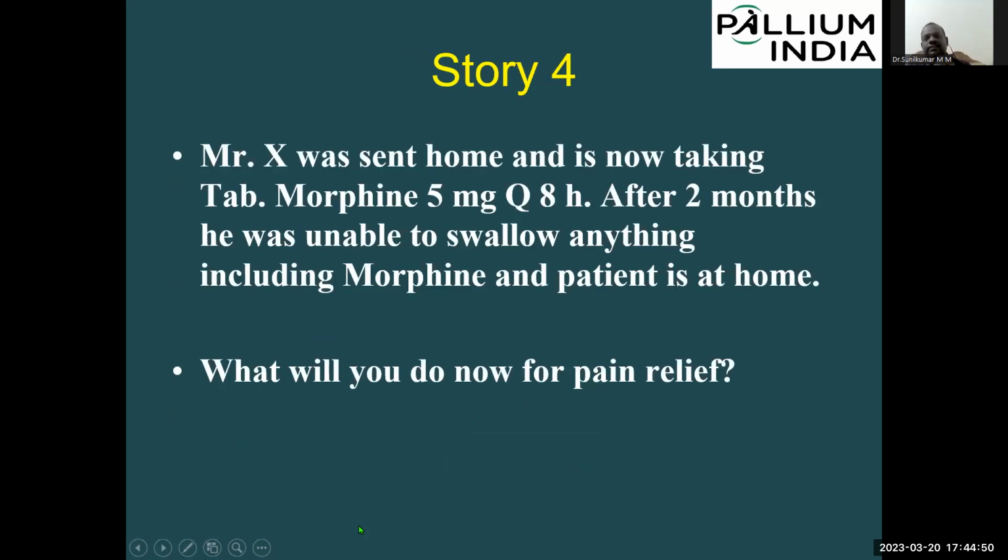So after this problem, you reduce the dose of morphine to 5 milligram, and now he is taking 5 milligram 8 hourly. But his general condition is gradually deteriorating, and after 2 months he is unable to swallow anything, including morphine. The patient is at home, probably because the patient is deteriorating and maybe at the end of life. So what will you do now for pain relief for this patient?